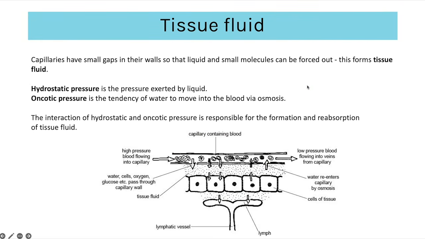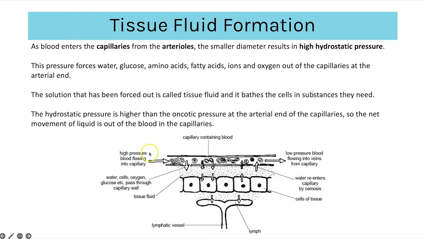So the tissue fluid then, we said this is one of the things that is occurring at the capillary beds, and this is where you have water and small molecules forced out of the capillaries, and they then surround the cells or the tissues. And it's all due to hydrostatic pressure and oncotic pressure. So hydrostatic pressure is the pressure exerted by a liquid. Oncotic pressure is the tendency of water to move into the blood via osmosis. And it's the interaction of these two that first of all results in the formation of tissue fluid and then results in the reabsorption. So let's have a look at the formation first of all.